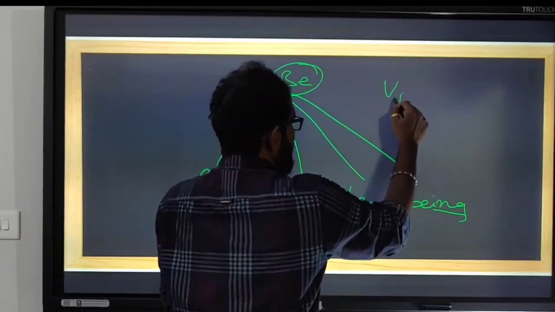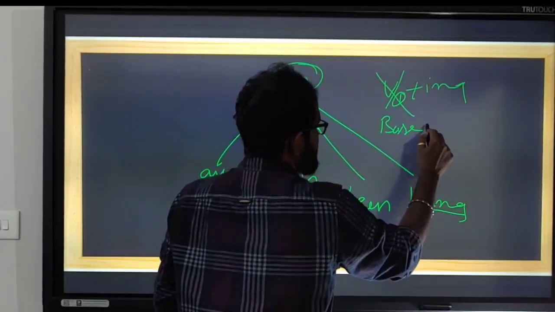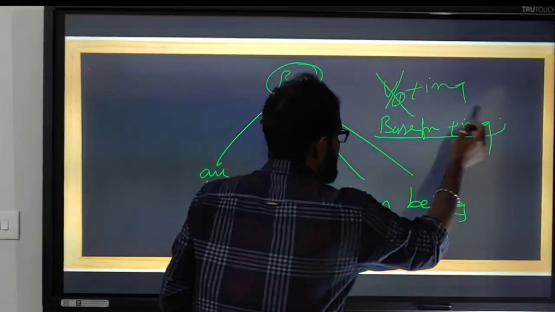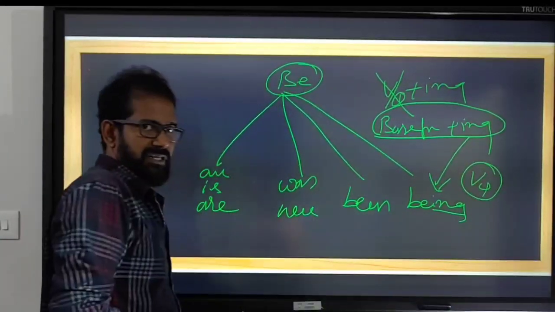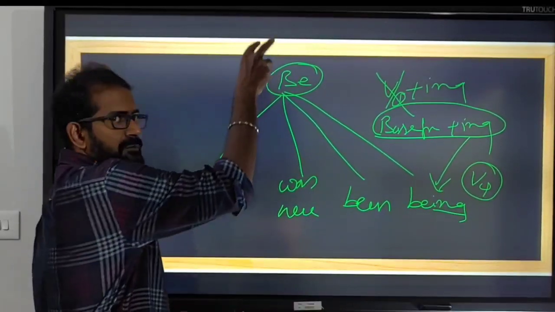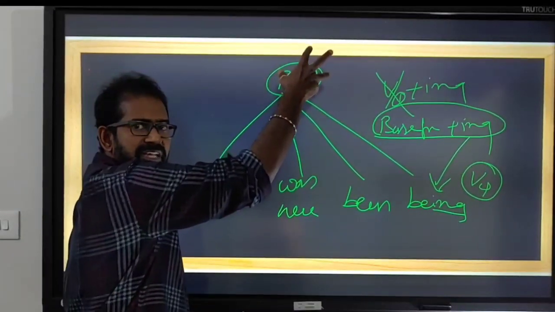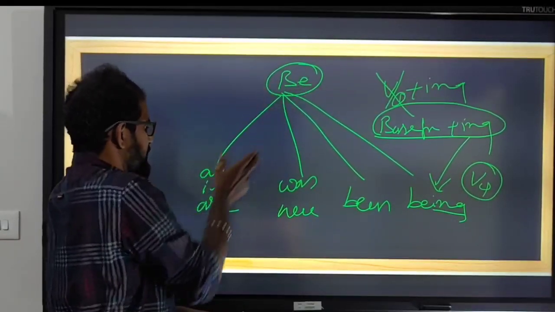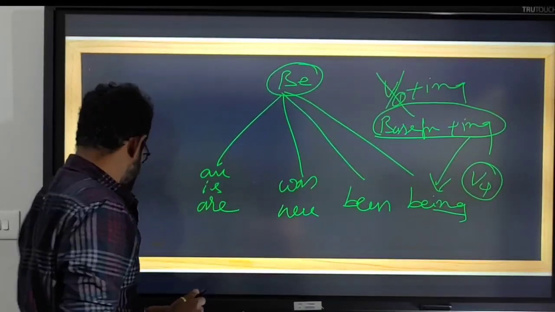So that is the reason never say V1 plus ing. Always say base form plus ing. This base form plus ing we call V4 or present participle. So look here, before, go is the base form and V1 is the same. Play is the base form and V1 is the same. But when it comes to be, the base form is be, but the present forms are am, is, are, not be.